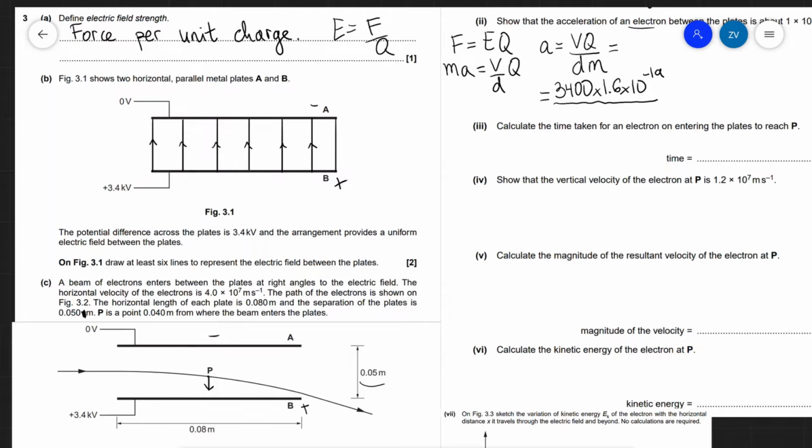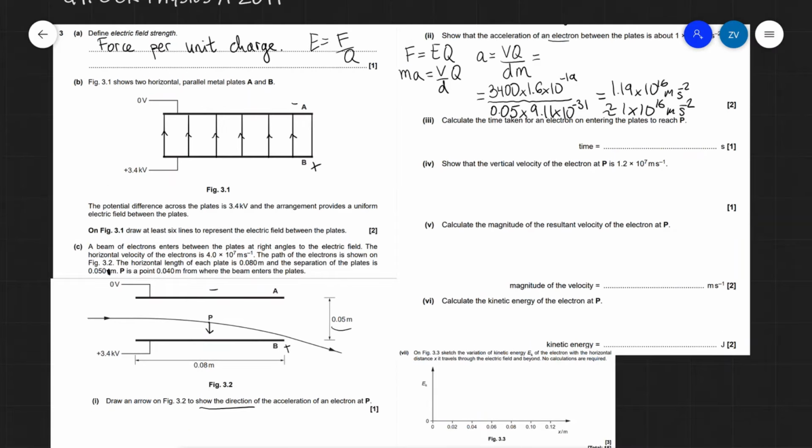Okay, well, we're going to divide that by d, which is 0.05, like so. We'll also be multiplying this by the mass of an electron, which is 9.11 times 10 to the power of minus 31. And if we put that into a scientific calculator, we are going to get 1.19 times 10 to the power of 16 meters per second squared, which up to one significant figure is about 1 times 10 to the power of 16 meters per second squared.